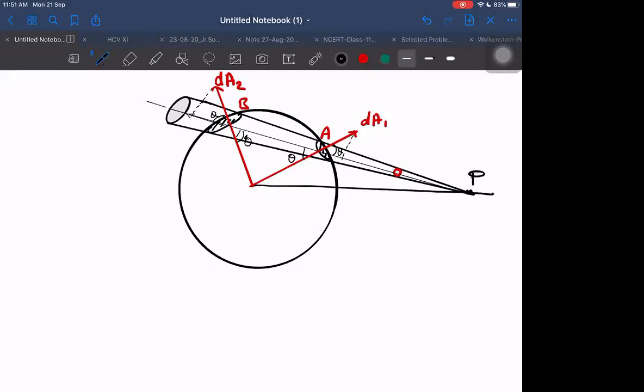This time I want to find out the field. Again, wait a second, theta. I want to see what this angle is here, and that angle I don't know, unfortunately. Let it be alpha. At last, let me tell you what I want to do: I want to find out the field at P due to A as well as due to B. Let us consider the mass at B to be dm2 and the mass at A to be dm1.